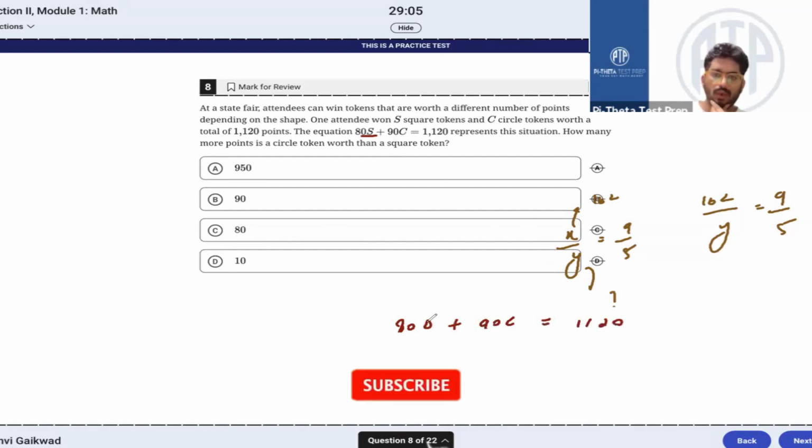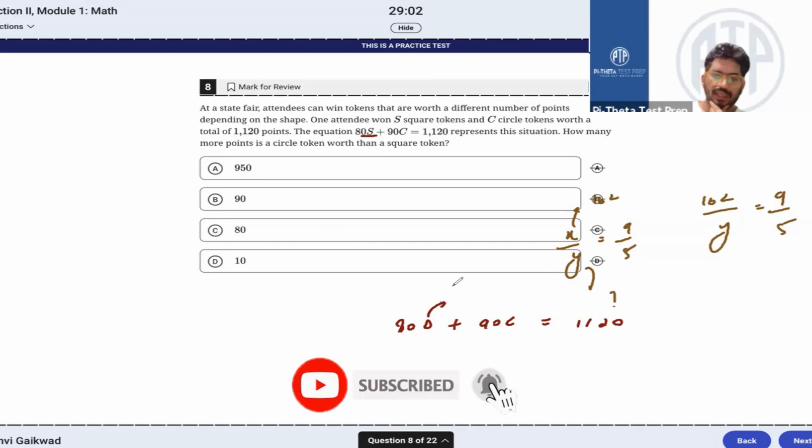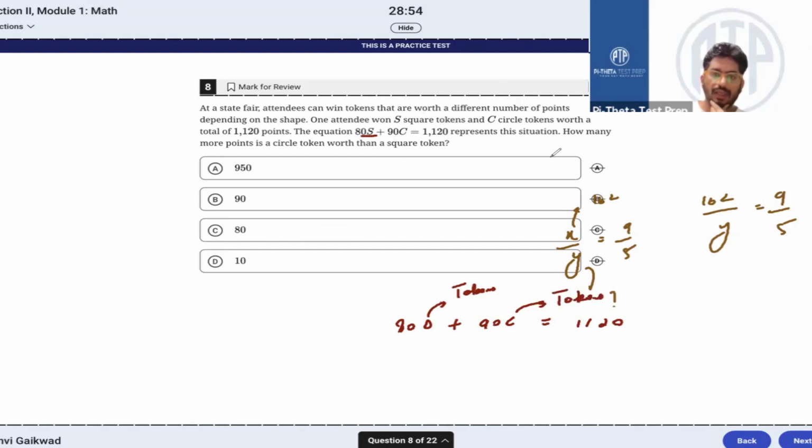Now S is square tokens, right? So these are square tokens, and these are circle tokens, correct? And what is the worth of circle token? What is the worth of square token? That is 80. And what is the worth of circle token? That is 90, right? So they are asking how many more is a circle worth than the square token. So circle token is 90 and the worth of square token is 80. So 90 minus 80 is 10 here.